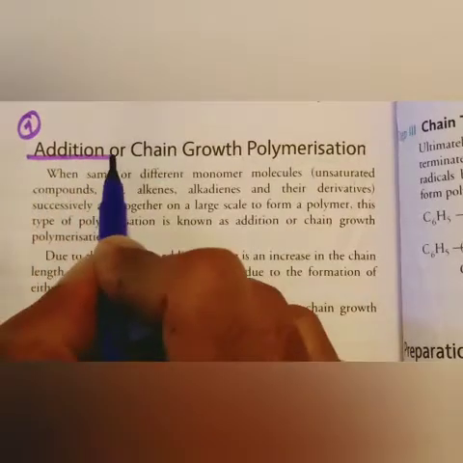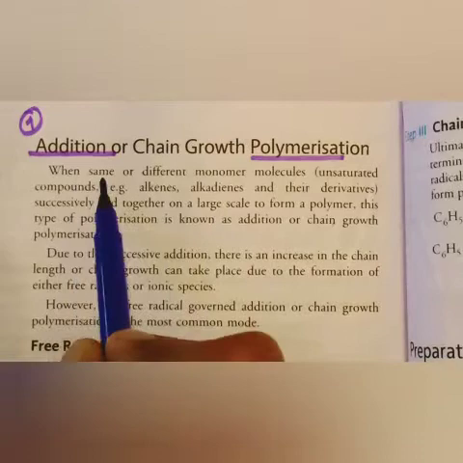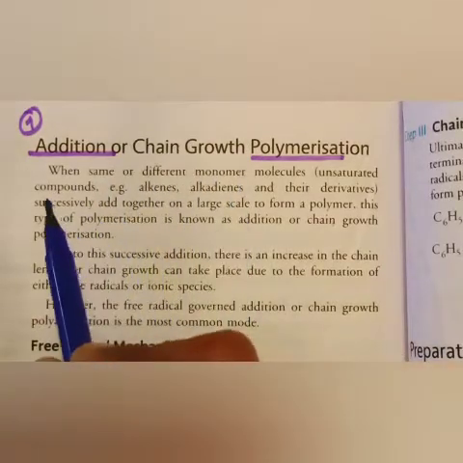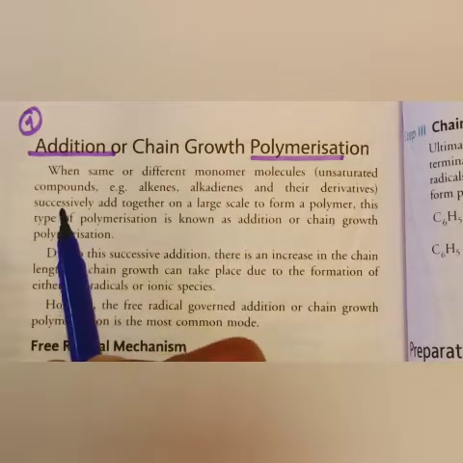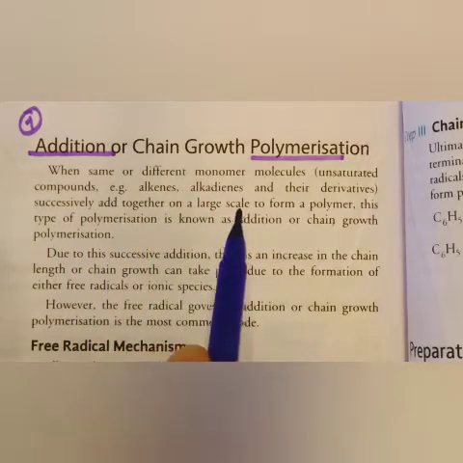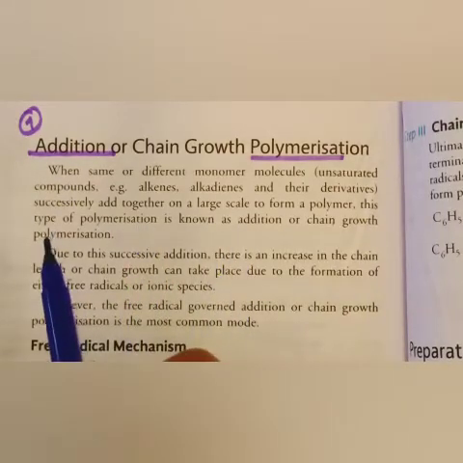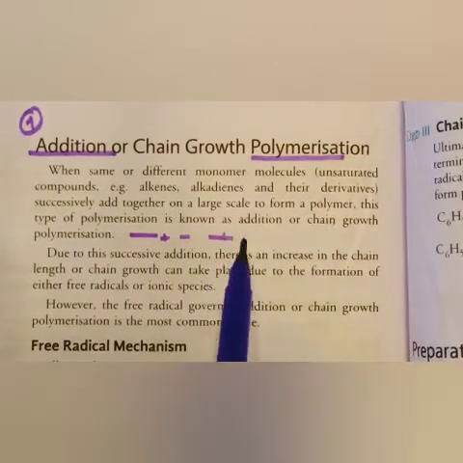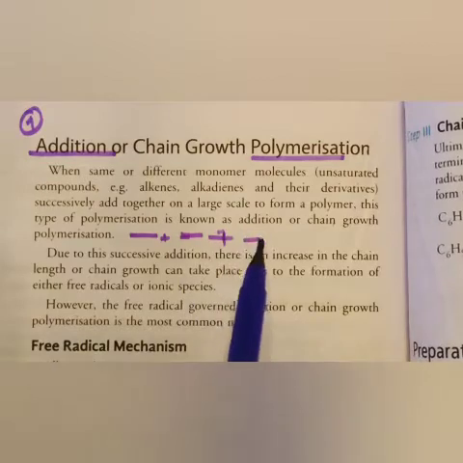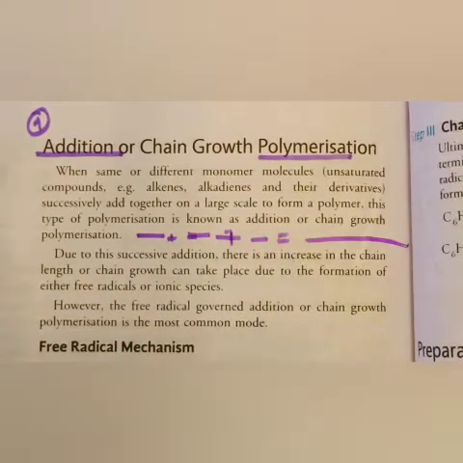First, our target is to understand addition or chain growth polymerization. When same or different monomer molecules like unsaturated compounds, alkene, alkadiene or their derivatives successively add together on a large scale to form a polymer, this type of polymerization is known as chain growth polymerization. It means that one chain is already there plus a second chain plus a third chain. When these chains are added and form a large chain, that kind of chain growth polymerization is called addition polymerization.